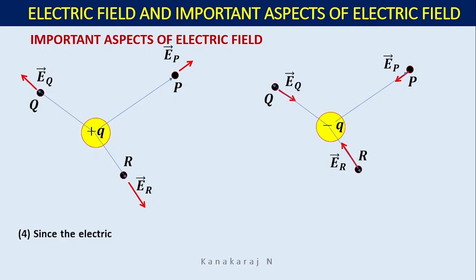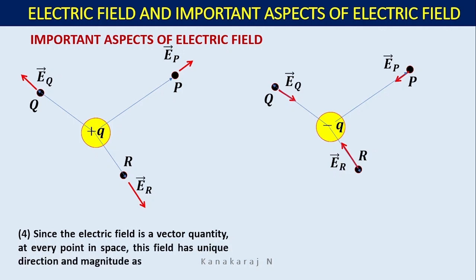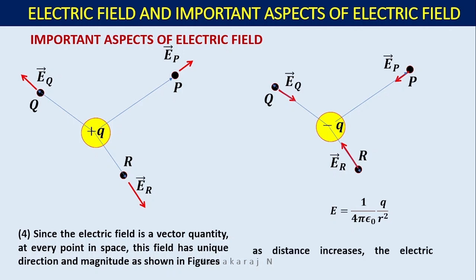Since the electric field is a vector quantity, at every point in space this field has a unique direction and magnitude as shown in the figure. E vector equals 1 by 4 pi epsilon naught q by r square. As the distance increases, the electric field decreases in magnitude. So the length of the vector becomes lesser and lesser as we go away from the source charge.